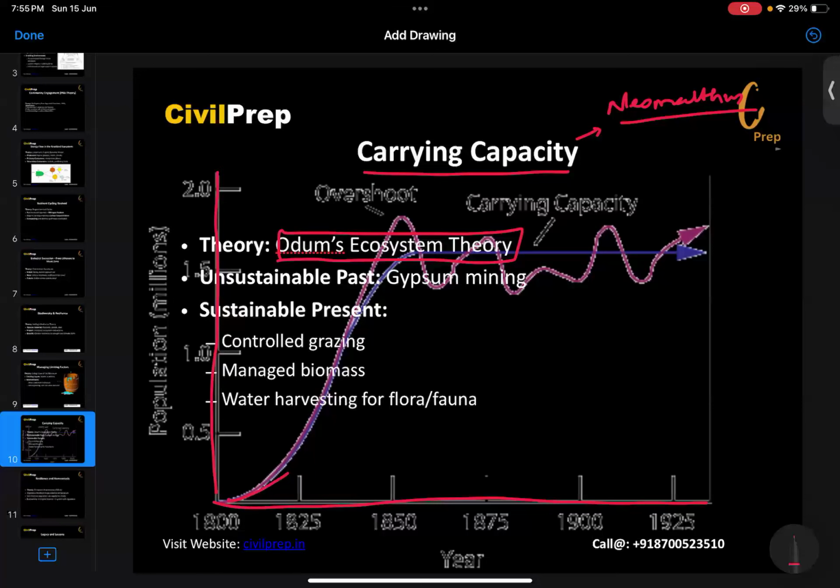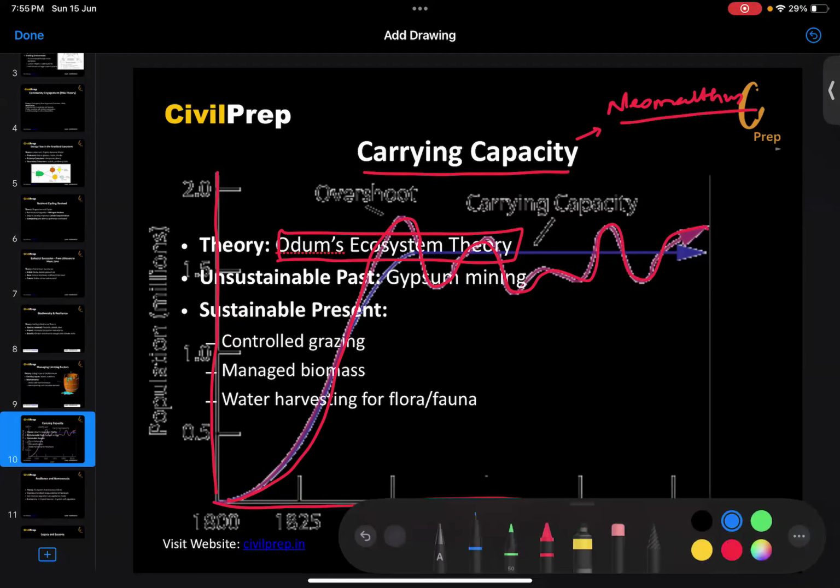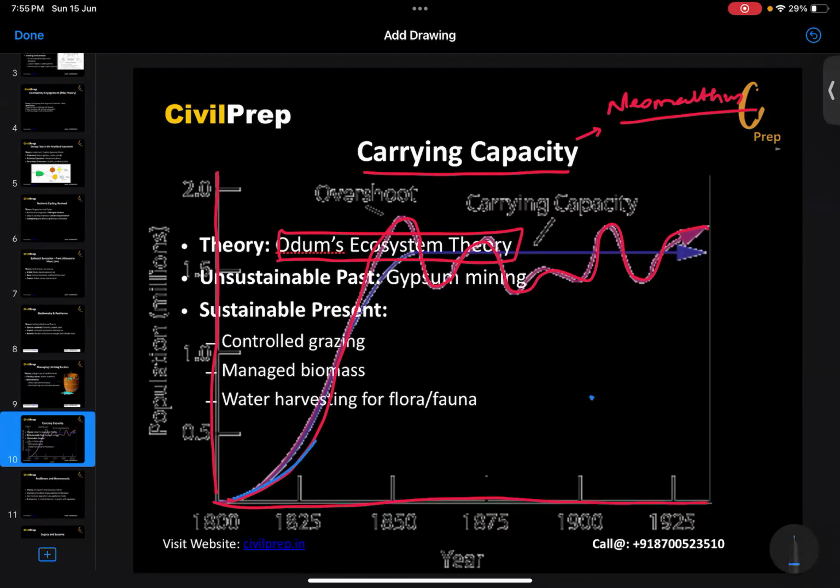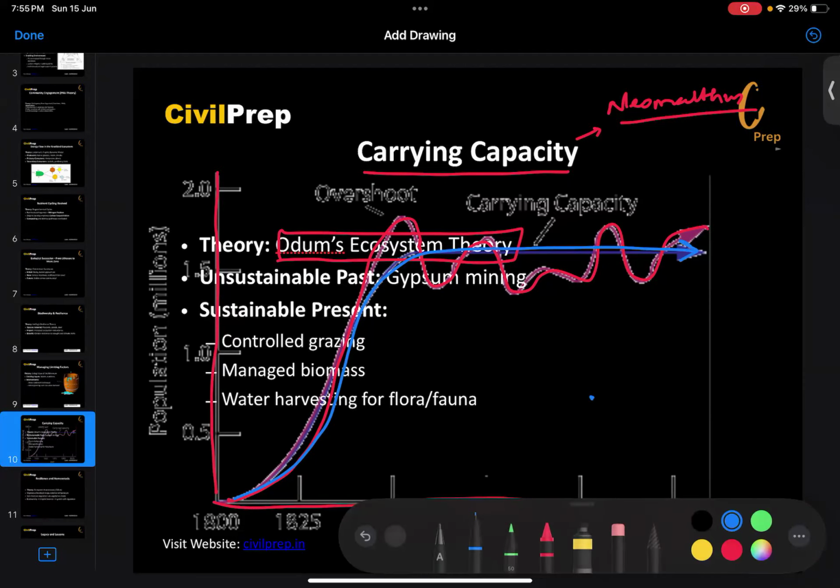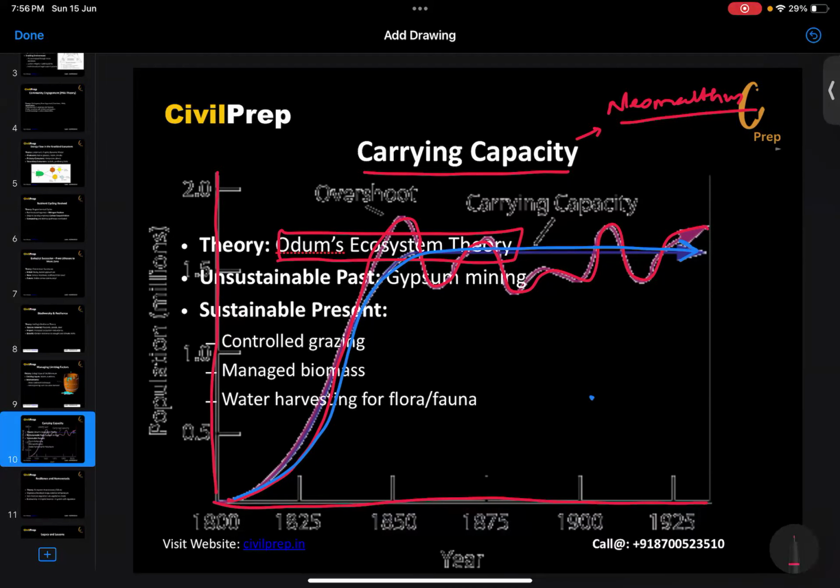So here we see that an overshoot has taken place, while the carrying capacity of the ecosystem is like this. Because of the development of technology, yes, the development of technology has resulted in an increase in the carrying capacity, but the sustainable part is important.